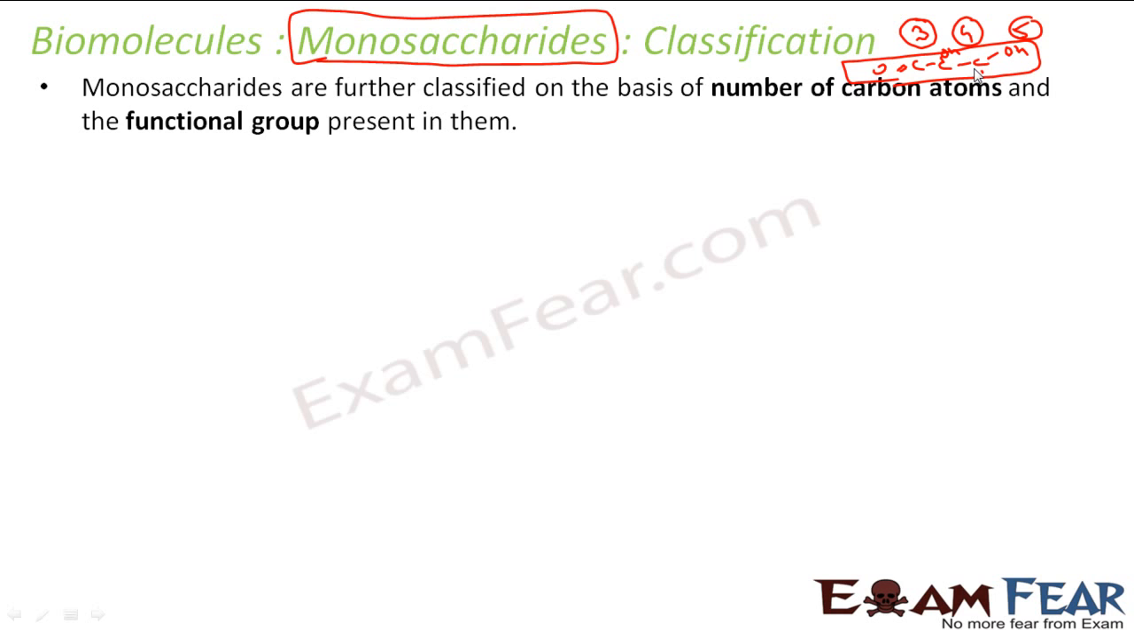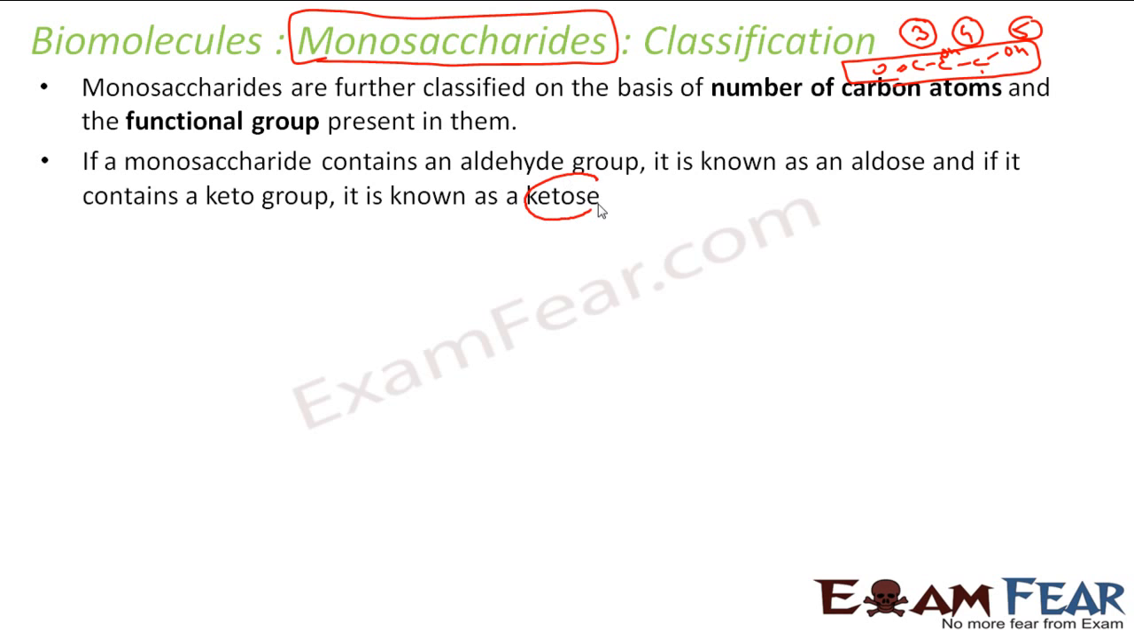Based on the number of carbons and also on the functional group, and we told that monosaccharides or any carbohydrates will only have aldehydes and ketones. So based on this aldehyde or ketone, we call it aldose and ketose. Ketose if it has a keto group, aldose if it has an aldehyde group. So if the monosaccharide contains an aldehyde group, it is called aldose. If it contains a keto group, it is called ketose.